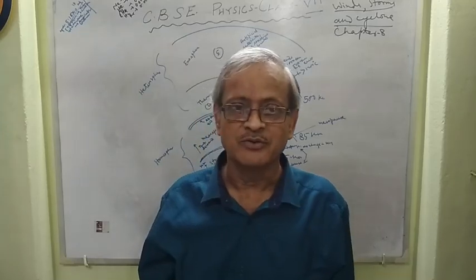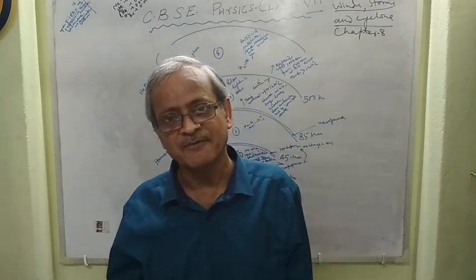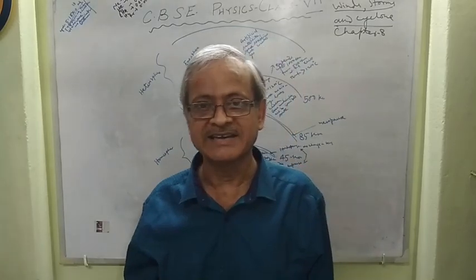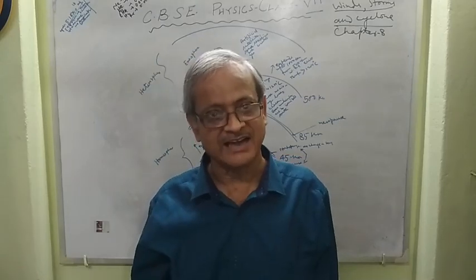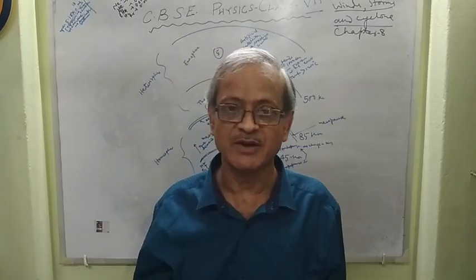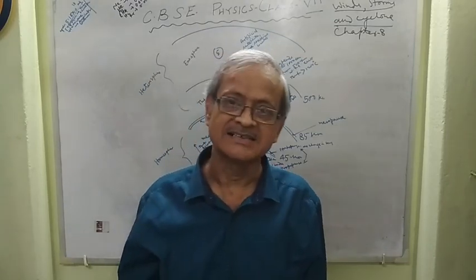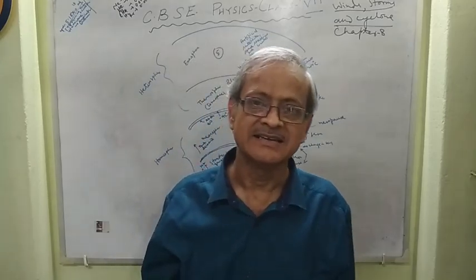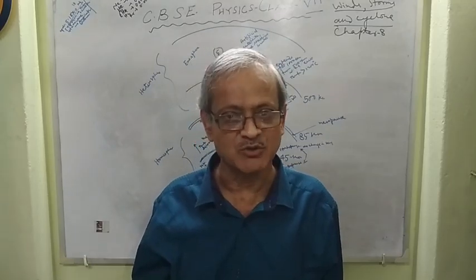At first we know about atmosphere. What is atmosphere? A layer of gases surrounds the earth and is retained by the earth's gravity, which is commonly known as air, is called atmosphere. What do we mean by atmosphere? A layer of gases surrounds the earth and it is retained by earth's gravity, is known as atmosphere, right?